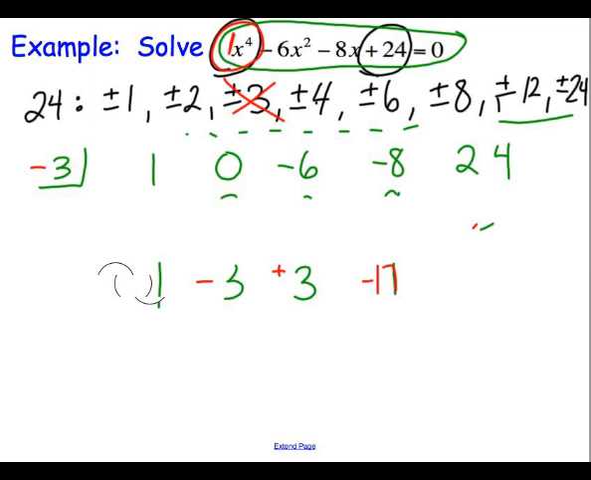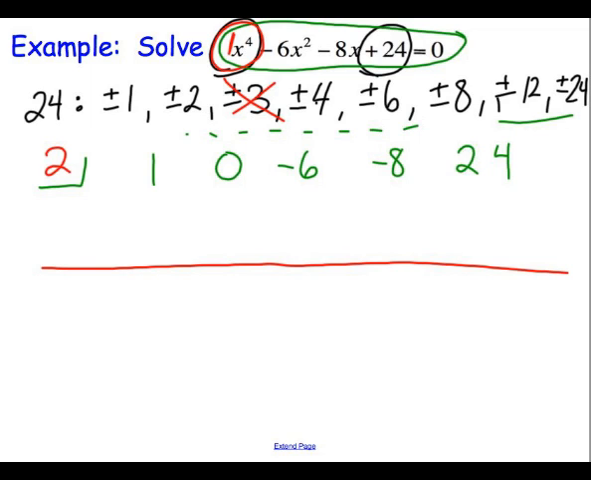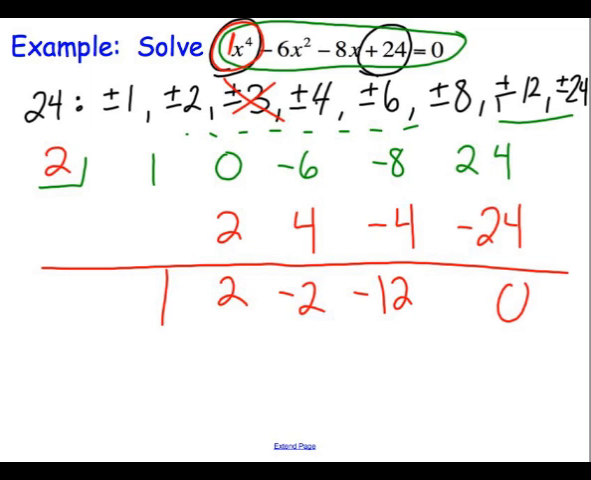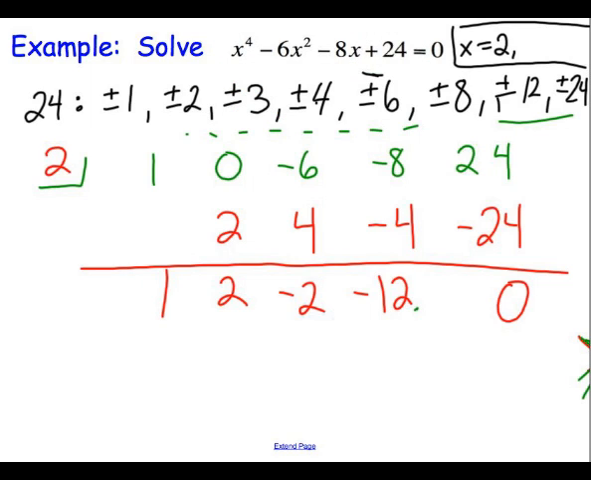So I'm going to leave the same exact original part of my synthetic division, but now I'm going to try 2. So we drop the 1, multiply, we get 2, add, we get 2, multiply, we get 4, add, we get -2, multiply to get -4, add to get -12. Looks like I found one, and I get -24, and I get 0. So I've got the factor 2 coming out.